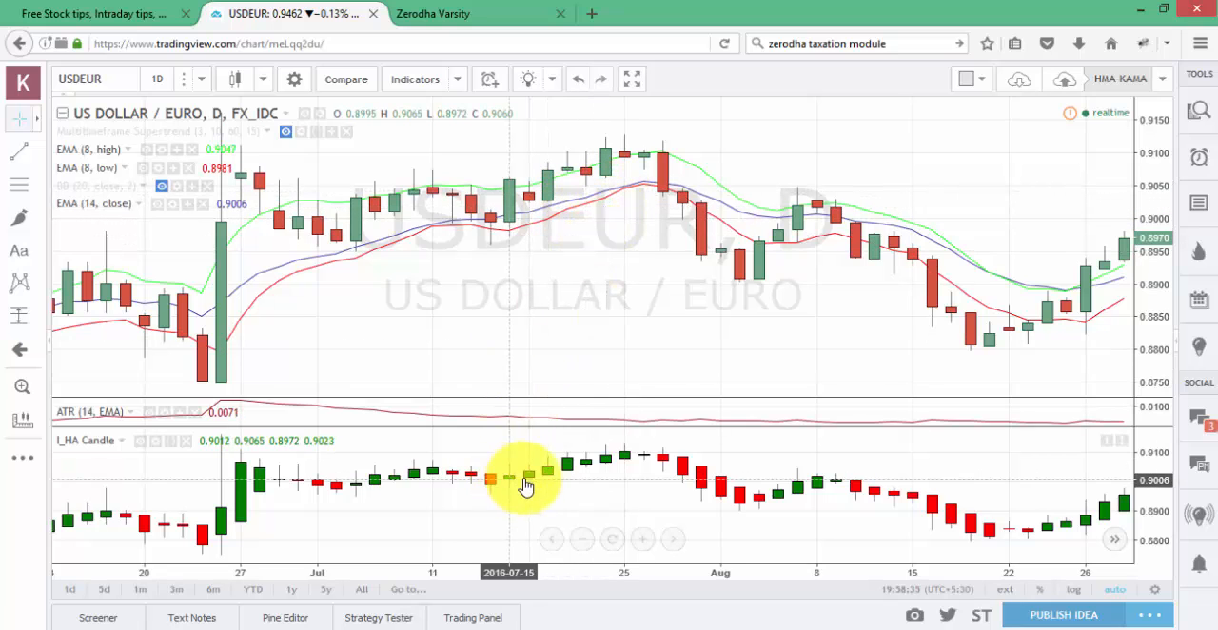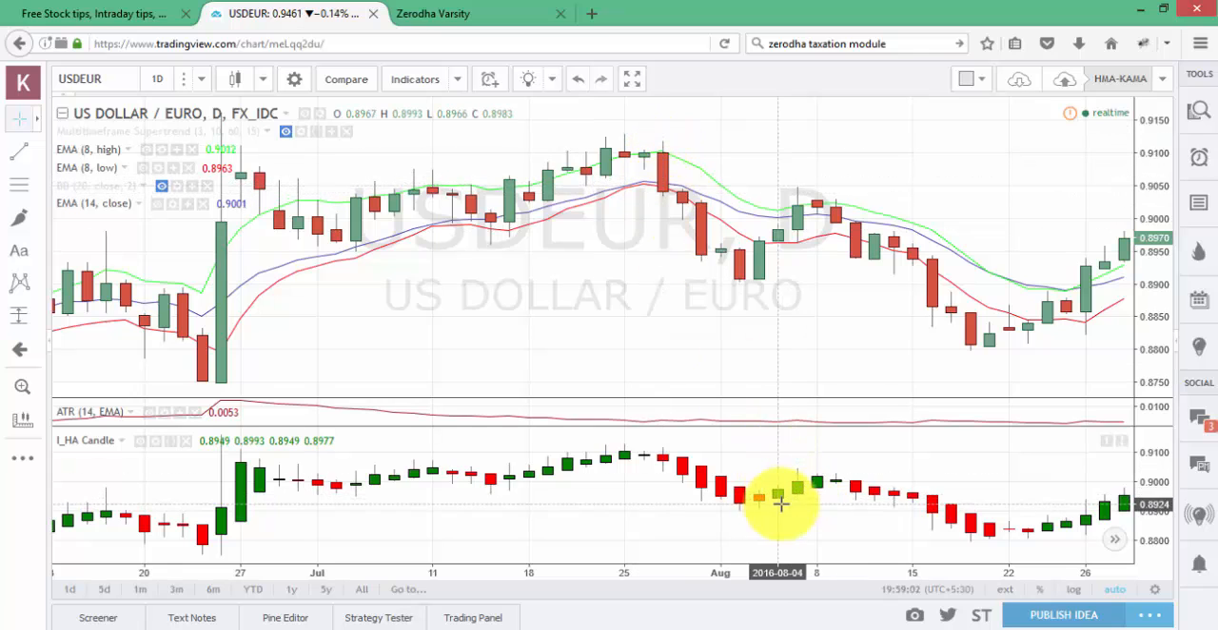Okay, so here we found two consecutive green candles. Now let's have a look here. The EMA14 is crossing this candle, so this rule is satisfied here. Again, here we found a red candle, and in this red candle the EMA14 is also crossing. So this rule is satisfied here also.